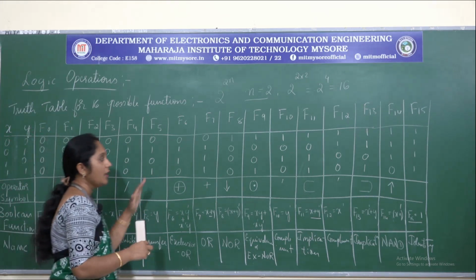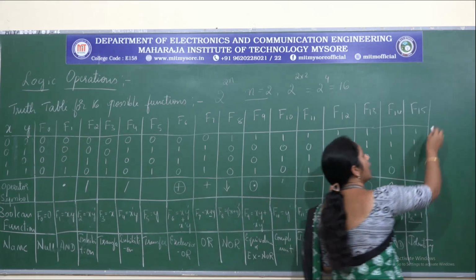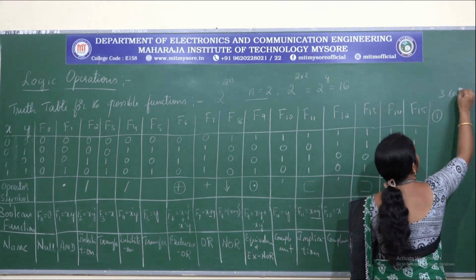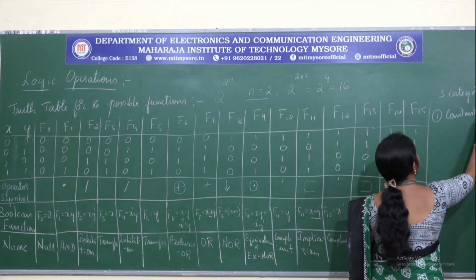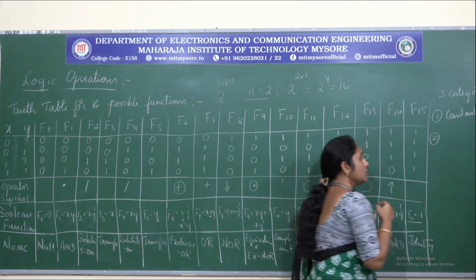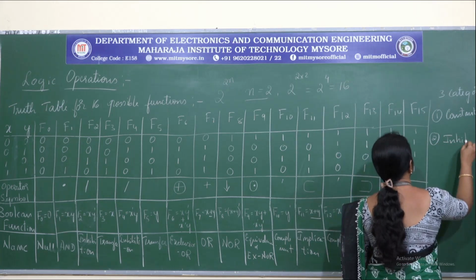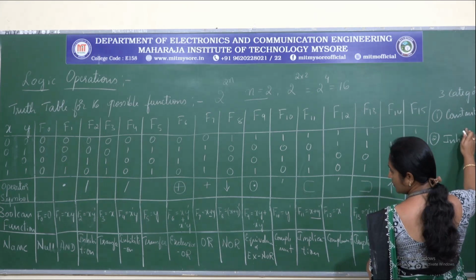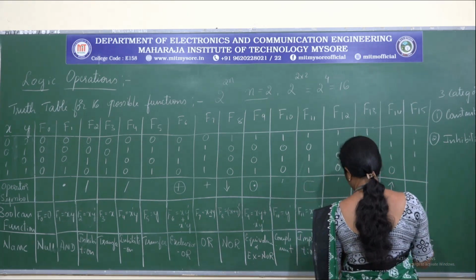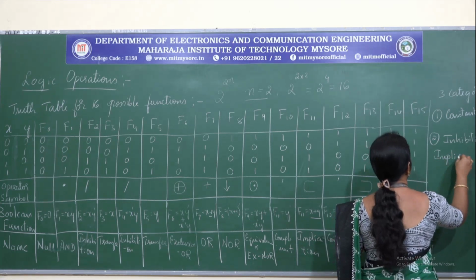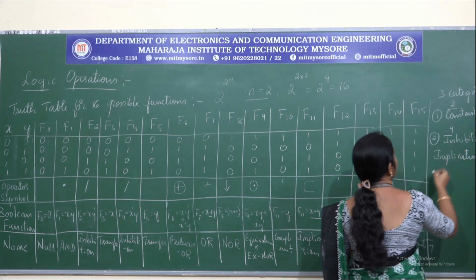Now, if you observe, these 16 operations can be categorized into 3 categories. The first category is constant, 0 or 1. The second category is inhibition and implication functions. So these are 2 functions, 2 operations. Here we have totally 4 operations.